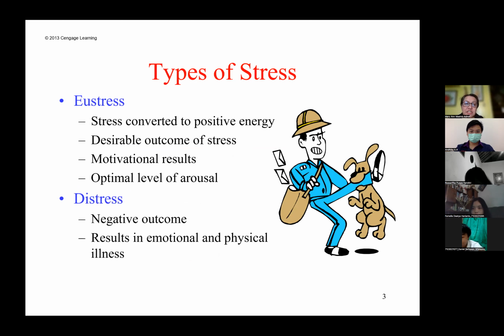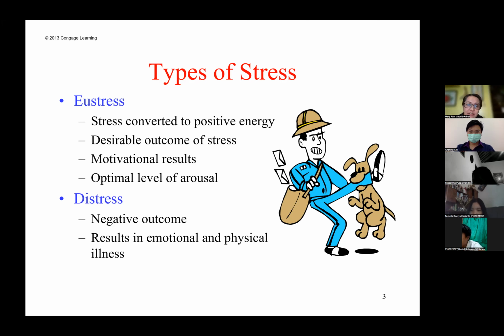There are two types of stress, the eustress and the distress. Now, when we say eustress, this type of stress is the conversion of a positive energy. Hence, eustress is a positive kind of stress. Why is this considered a positive kind of stress? Because when a person is experiencing eustress, the person's motivation is affected. There is an increase in the will of the person to do something. The interest of the person to be engaged at a certain task is also increased. When one's motivation to do work is increased, definitely the person becomes more productive.